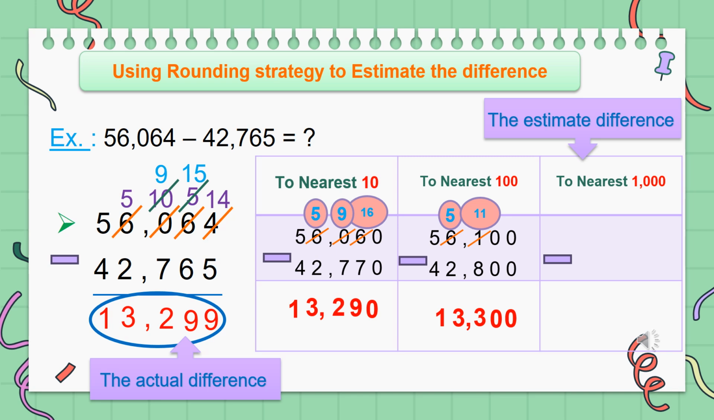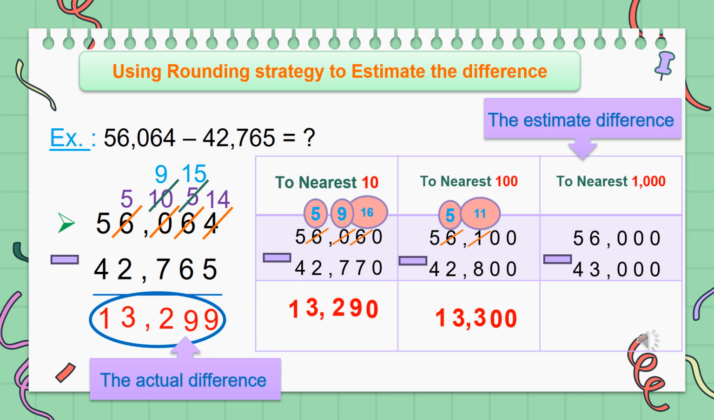5 minus 4 equals 1. So the difference is 13,300. The last column to the nearest 1000. So the first number in 1000 place is 6. 6, look at 0. 0, you are rich or poor? Poor. So the estimate will be 56,000.